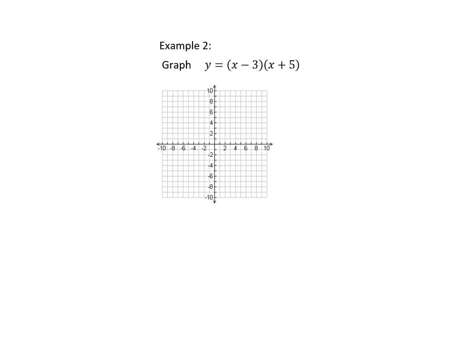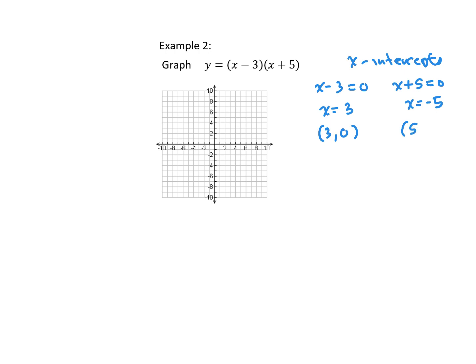Now, if it's in factored form, that gives me other pieces of information. So if it's in factored form, I could take each factor, set it equal to 0, and solve for x, so I'll move the x to the other side, and these give me my x-intercepts. So I have one x-intercept at 3 and one at -5. So that gives me those.